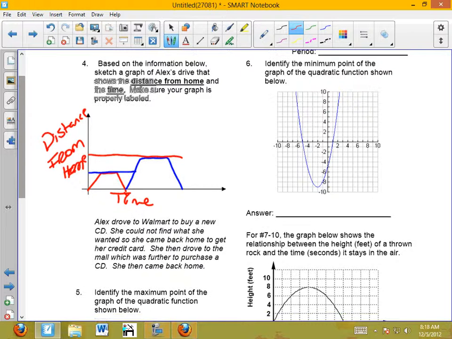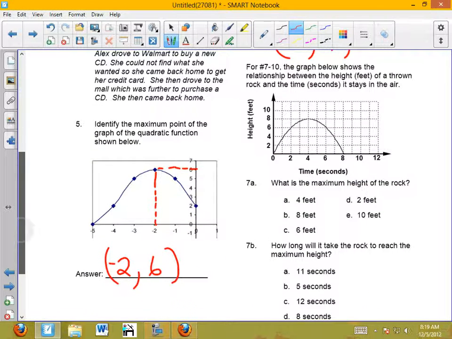Identify the minimum point of the graph. -2, 9. Sorry, -9. Right here is your minimum point. -2, go over to -2, down to -9. Has to be separated by a comma. Has to be in parentheses. Answer the questions.